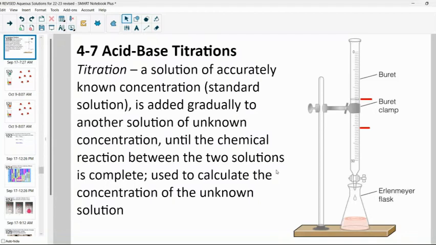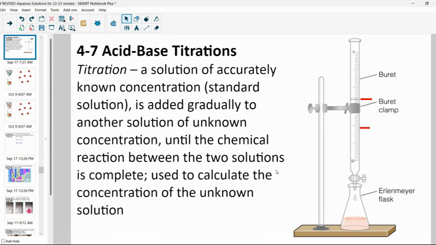A solution. It's a process where we're going to use a known solution to figure out an unknown solution. So here's the technical definition: a solution of accurately known concentration, which we call a standard solution, is added gradually to another solution of unknown concentration until the chemical reaction between the two solutions is complete, used to calculate the concentration of the unknown solution. In this chapter we're looking at acid-base titrations.